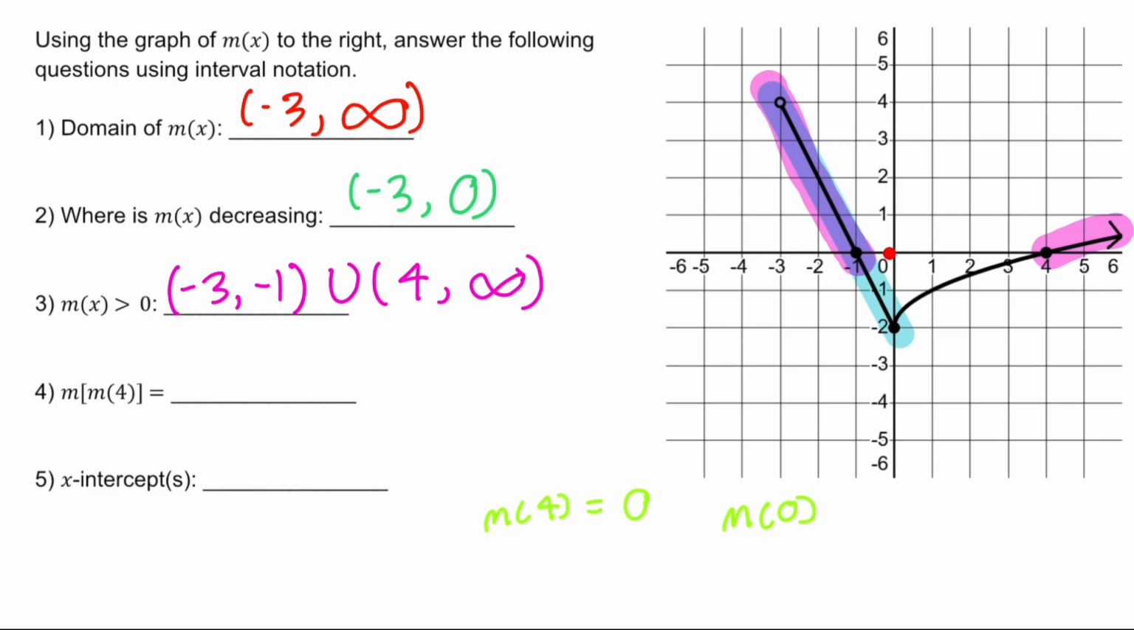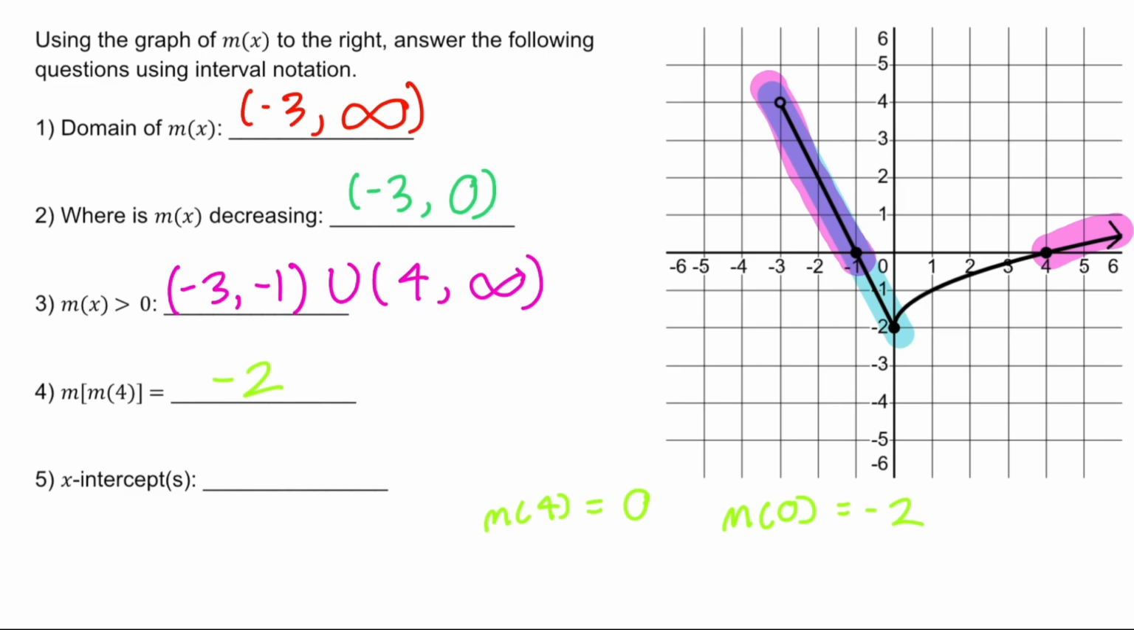Looking at our graph, x is equal to 0 right here. Y is negative 2. So therefore, m of 4 is equal to negative 2. So you'll see this problem on the other versions as well. Just work from the inside out, find out what m of 4 is, and then substitute that back in, then in this case, m of 0.